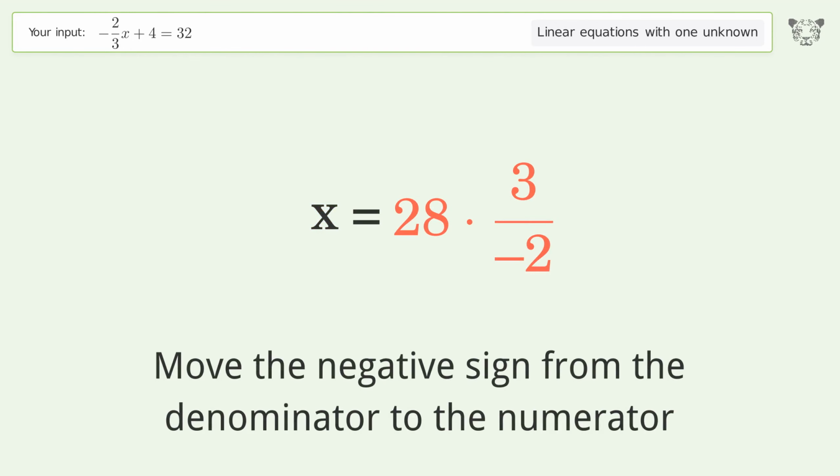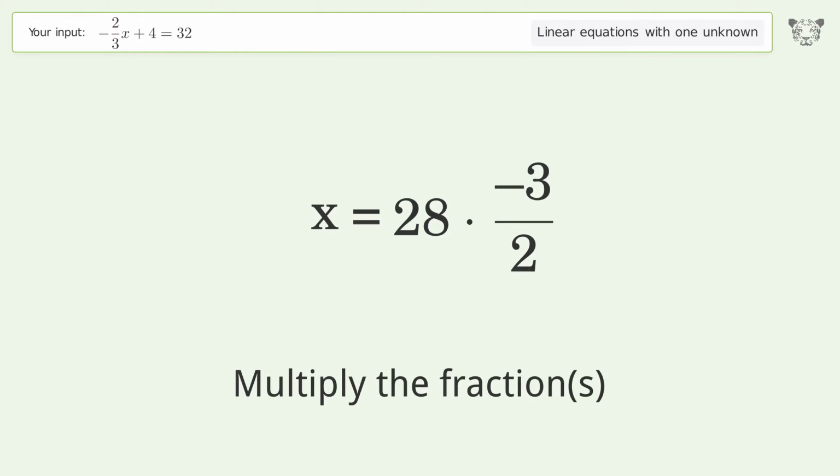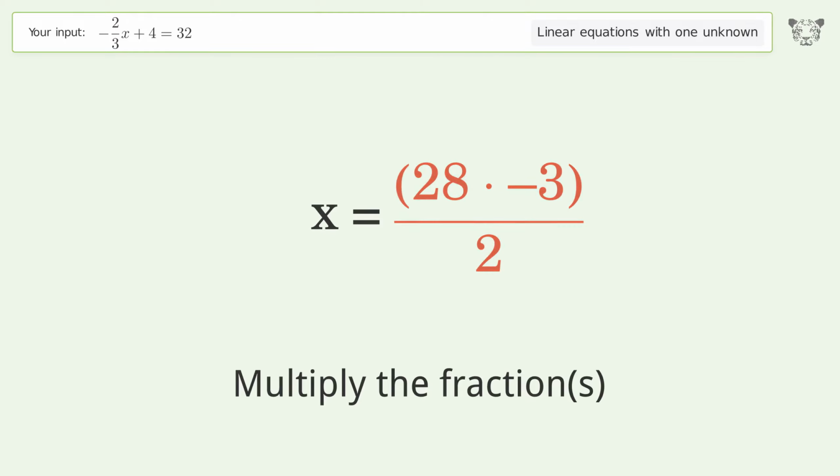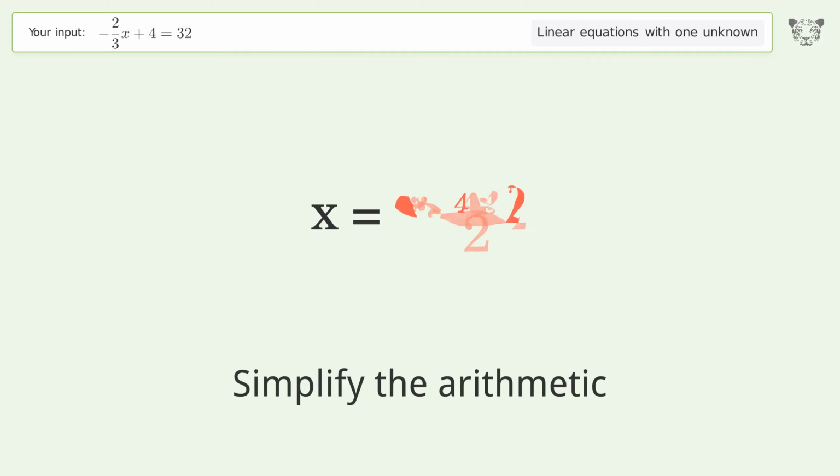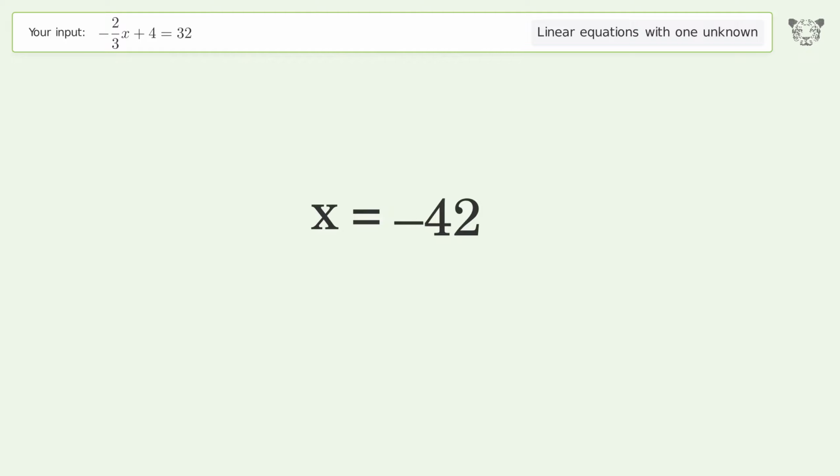Move the negative sign from the denominator to the numerator. Multiply the fractions. Simplify the arithmetic. And so the final result is x equals -42.